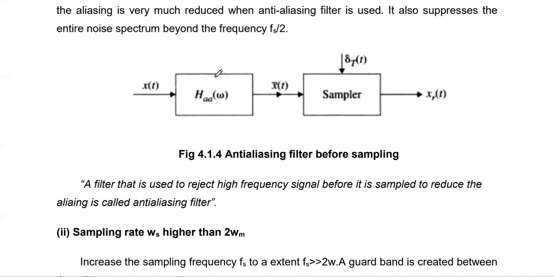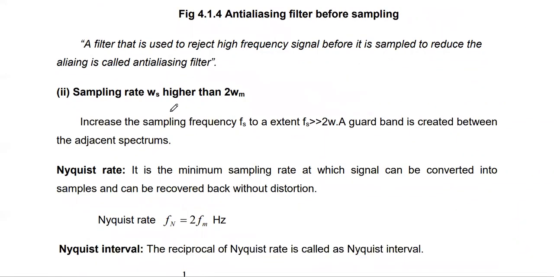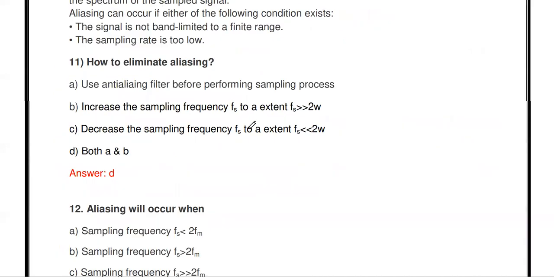This is an anti-aliasing low pass filter, a low pass filter to reject the high frequency components. So this filter is called the anti-aliasing filter. A filter used to reject the high frequency signal before it is sampled, to reduce aliasing, is called the anti-aliasing filter. This is one thing. The second one: to reduce aliasing, we select the sampling rate fs much greater than 2W or 2 fm, where W or fm is the maximum frequency of the message signal. These are the two things to avoid the aliasing process.